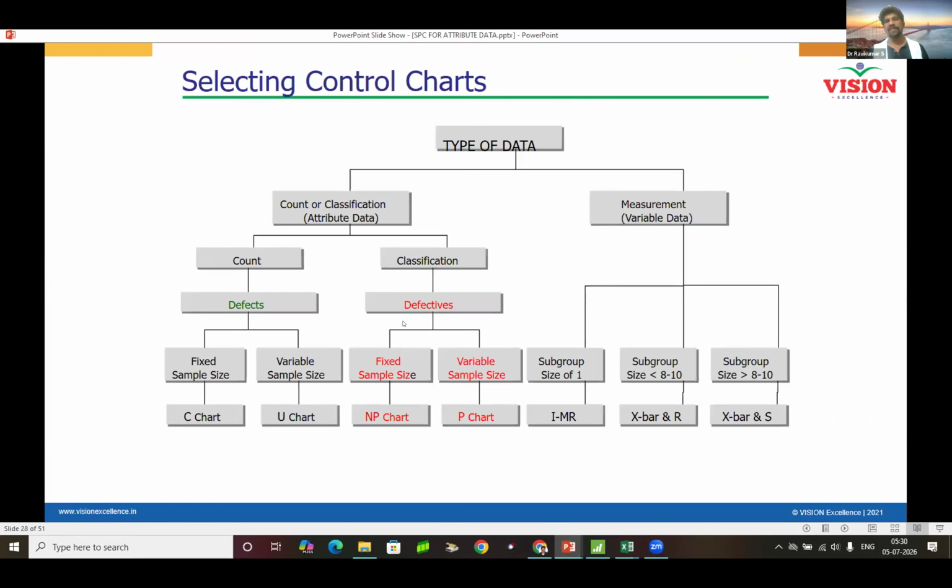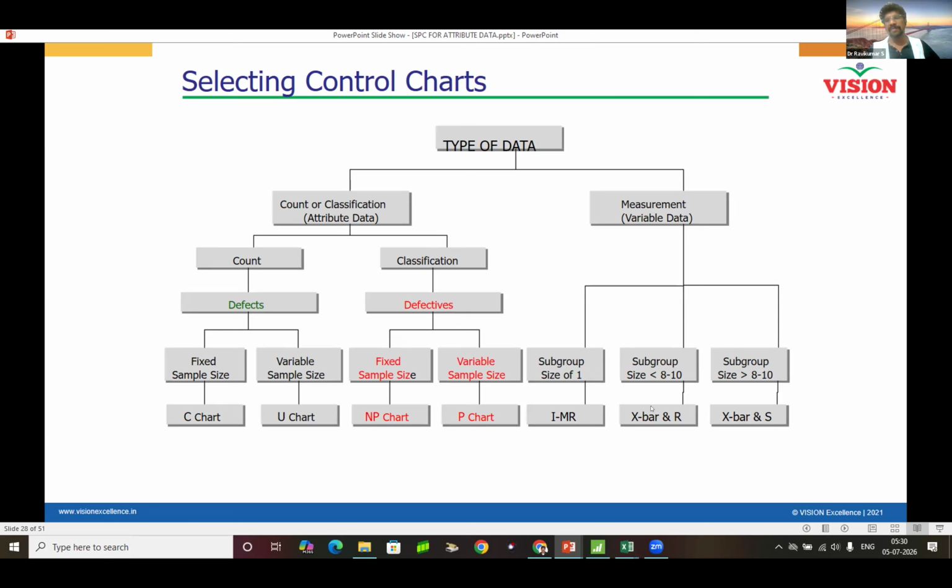So far what we have seen is the attribute data, that is data based on count, defects and defectives. In that we have for defectives NP chart and P chart, and for defects C and U chart. So now we will go for this variable chart.